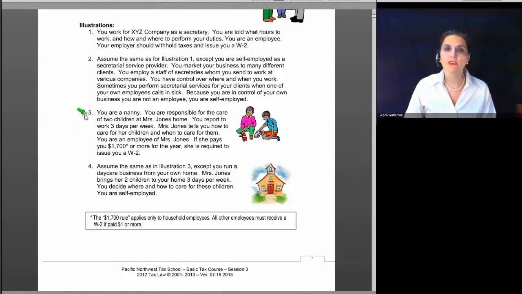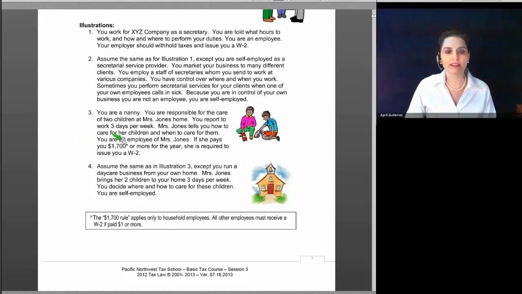Number 3, you are a nanny. You are responsible for the care of 2 children at Mrs. Jones' home. You report to work 3 days per week. Mrs. Jones tells you how to care for her children and when to care for them. You are therefore an employee of Mrs. Jones, and if she pays you $1,700 or more for the year, she is required to give you a W-2.